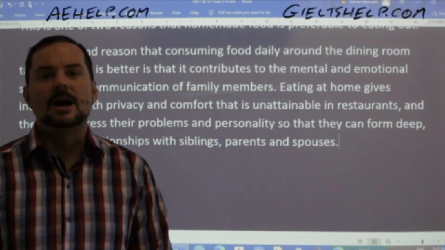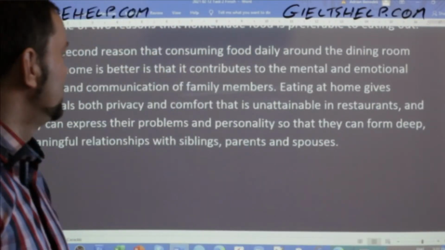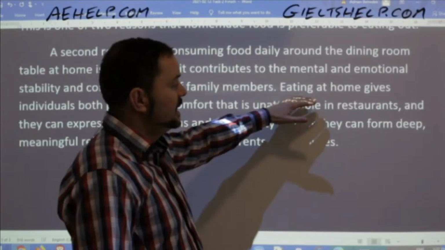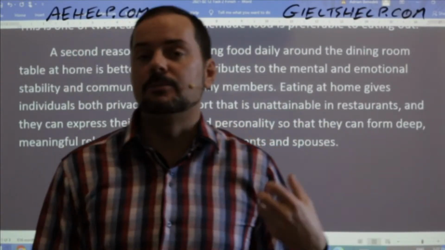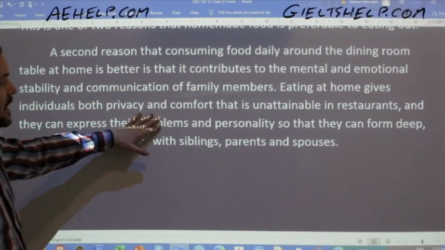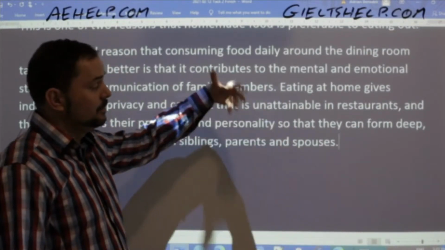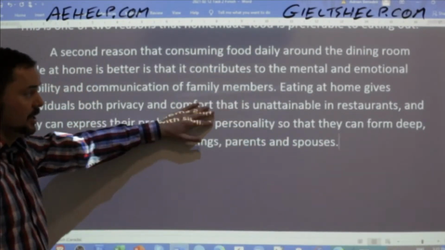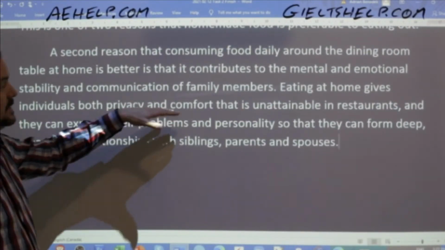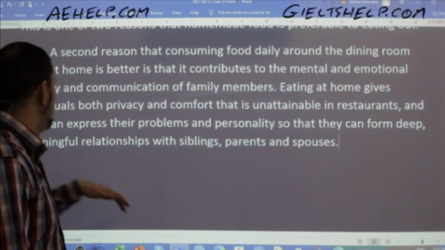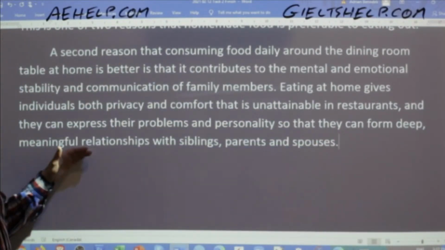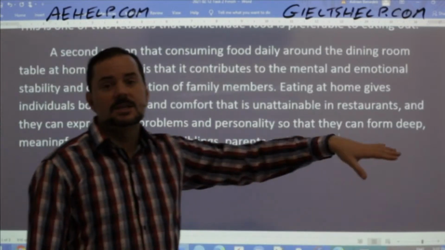All right. So here is my explanation. When we're eating at home, we have the privacy of our home, we have the comfort of our home, and that gives us the ability to interact more meaningfully, more deeply, right? So eating at home gives individuals both privacy and comfort. Now, not only eating, so if I'm really taking my time here, I would also include preparing food. So eating at home gives individuals both privacy and comfort that is unattainable in restaurants, and they can express their problems and personality so that they can form deep, meaningful relationships with siblings, parents, and spouses, okay?